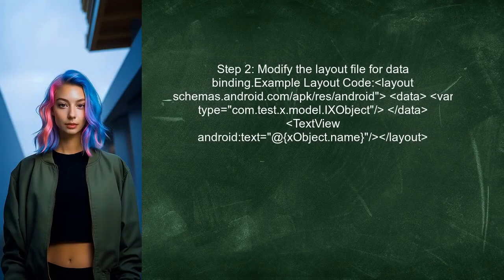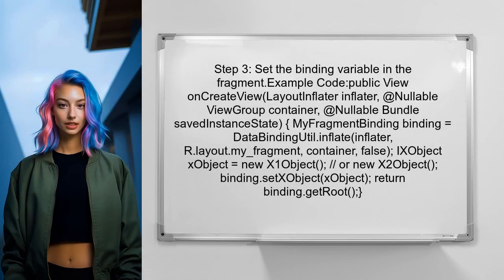Next, the user should modify the layout file to ensure that the data binding is set up correctly. The layout should include a variable for the IX object type, which allows binding to either X1 object or X2 object. In the fragment class, the user should ensure that they are setting the binding variable correctly. This involves creating an instance of either X1 object or X2 object and then binding it to the layout.